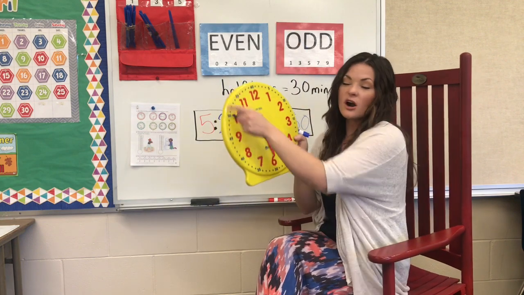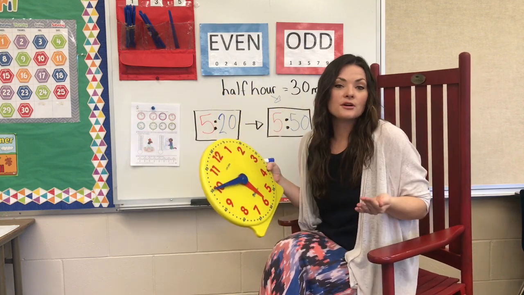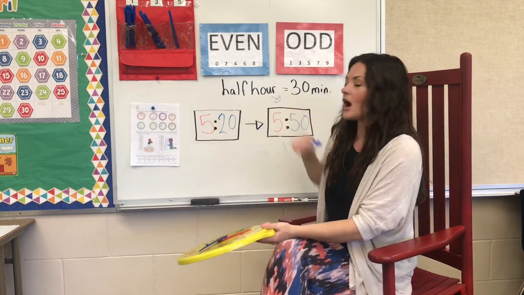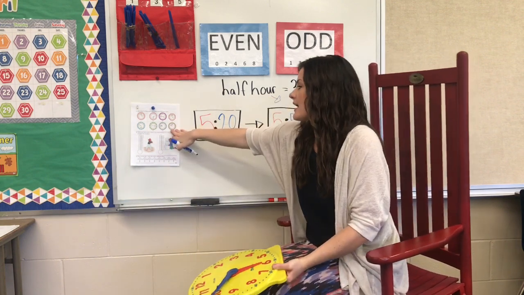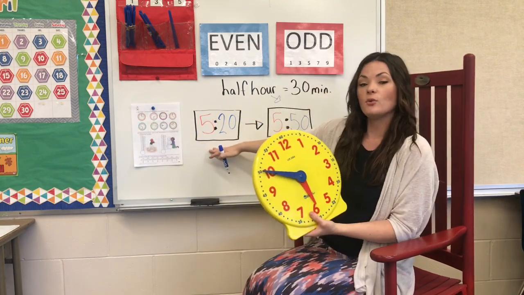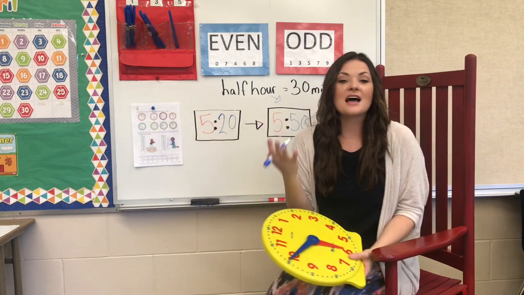So you can start anywhere around the clock and add 30 minutes just by counting by 5s. And that 30 minutes means a half an hour later. So on your paper today, they're gonna give you the first 2 times, just like I started with 5:20. And then they're gonna ask you, what is a half an hour later?